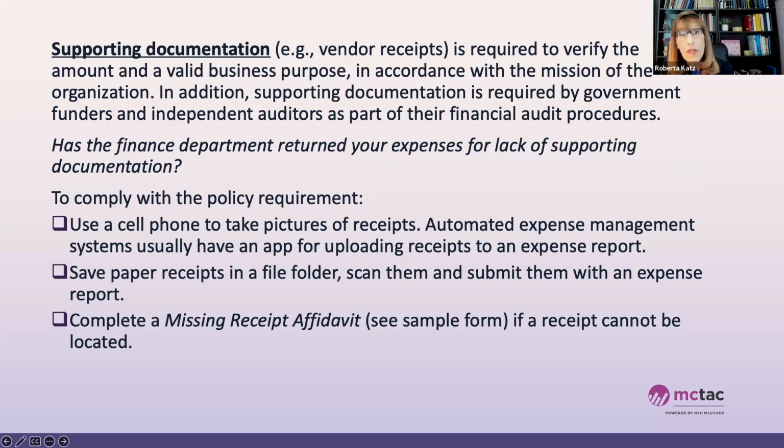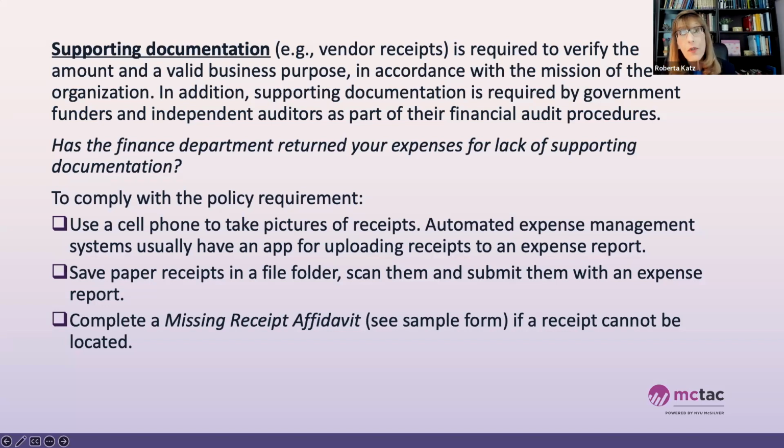Some examples of supporting documentation are a vendor receipt if you purchase goods, or, if you're going on an overnight business conference, a copy of the invoice for the hotel and a copy of the agenda of what will be discussed in the conference. Supporting documentation is required to verify the amount of the expense and that it has a valid business purpose in accordance with the mission of the organization.